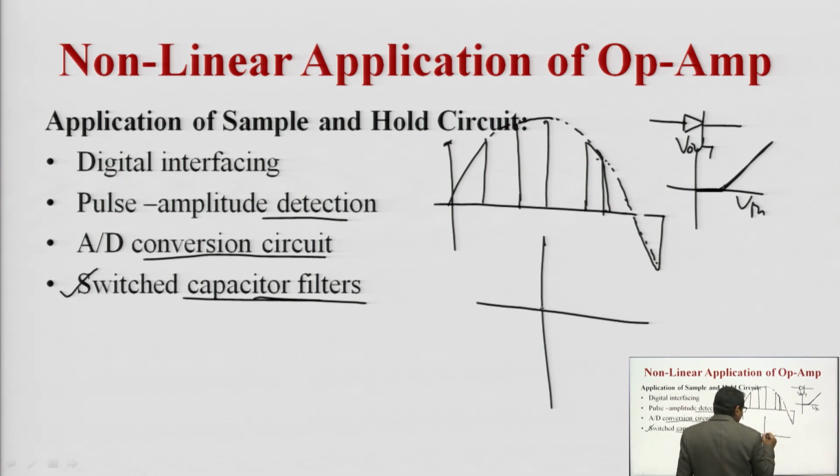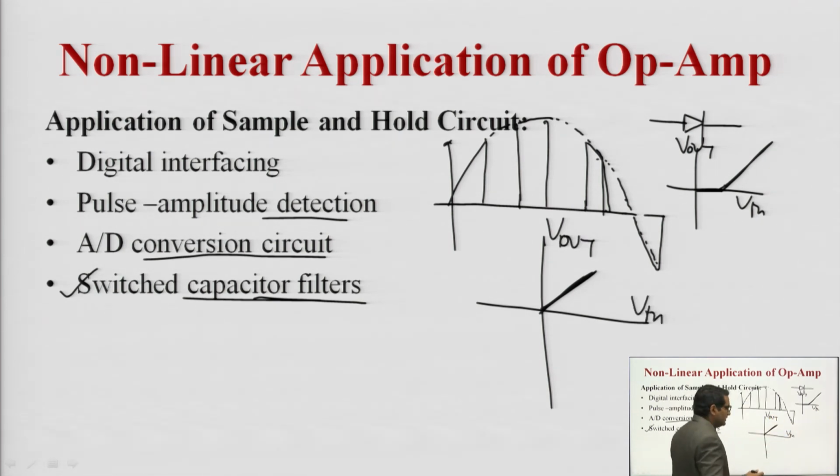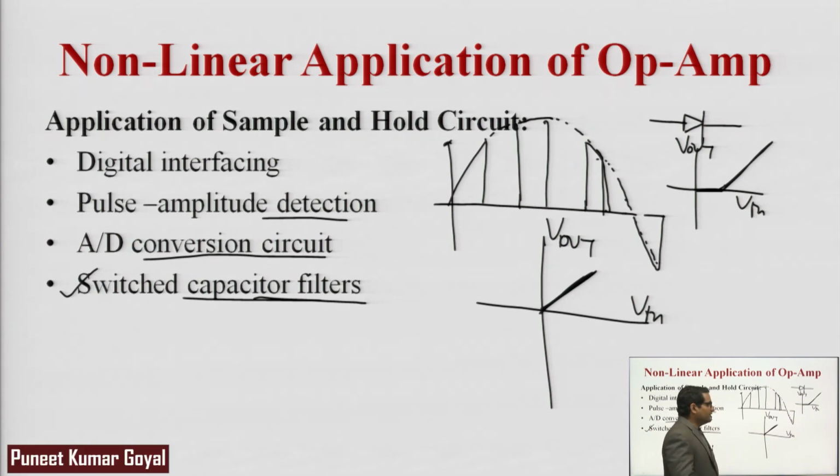we see this conducts at 0 volt. At 0 volt, the V out and V in transfer characteristic we will show in the next lecture. V out and V in for a conventional rectifier look like this and for a precision rectifier look like this. So, we will discuss the precision rectifier in the next lecture.